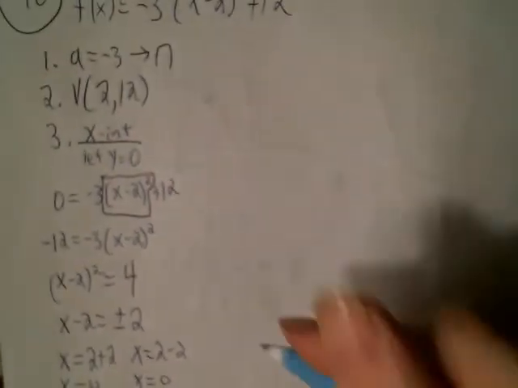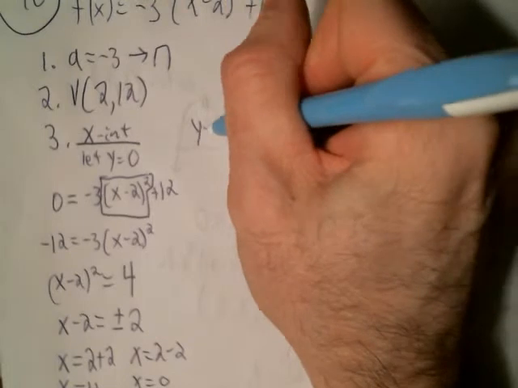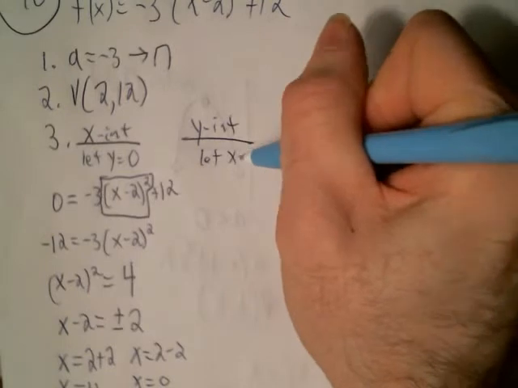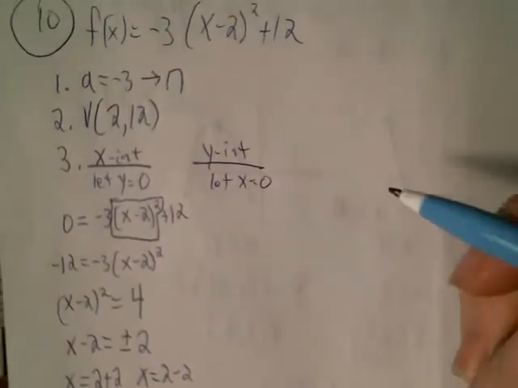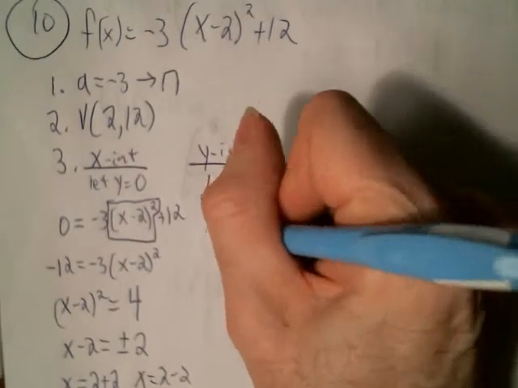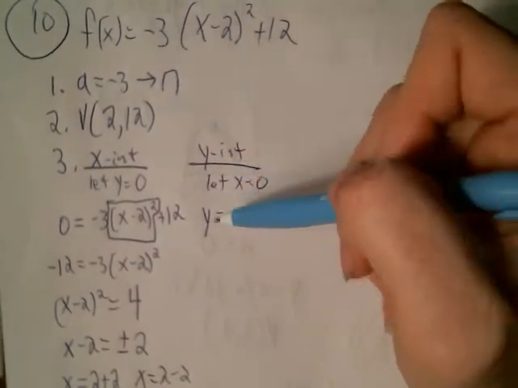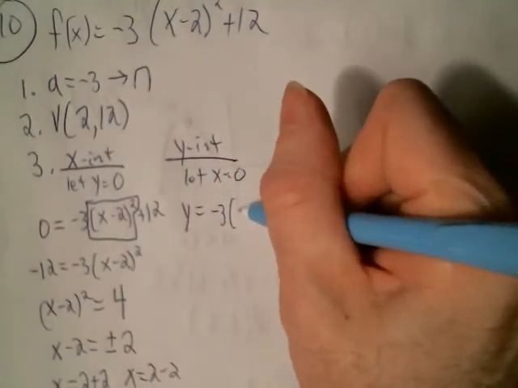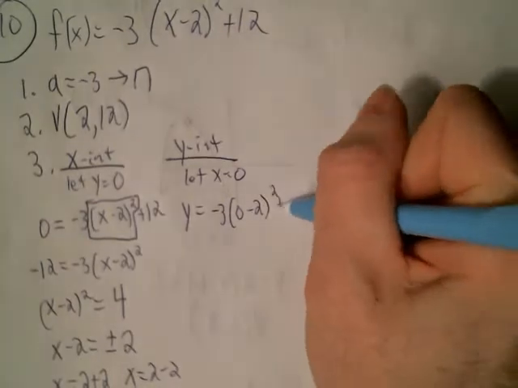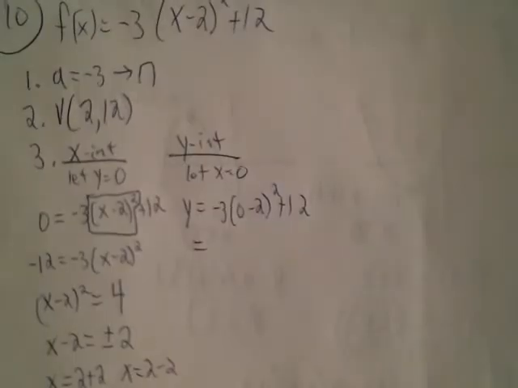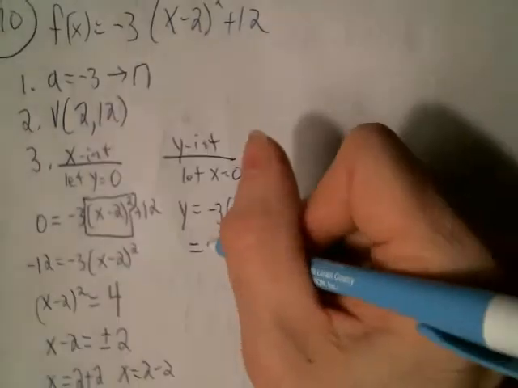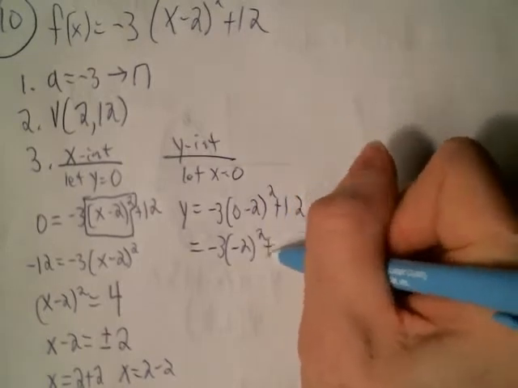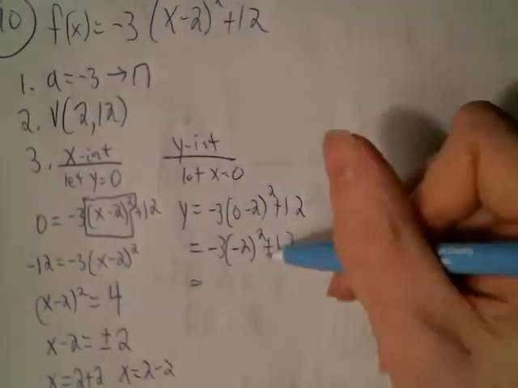Let's look at the y-intercept then. For the y-intercept, you let x equal 0. So I plug 0 into this formula. I get y, and you could use y instead of f of x. So y is negative 3 times (0 minus 2) squared plus 12. And then you just do your PEMDAS. So please excuse my dear Aunt Sally. I did parentheses first, then exponents.